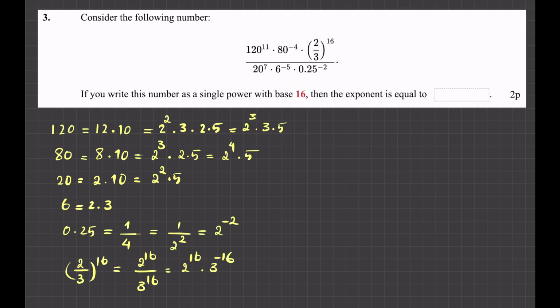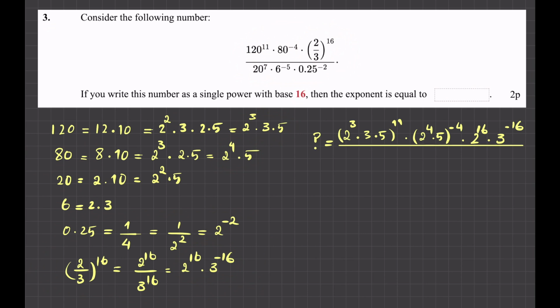Okay, so now what I will do, I would say that the question mark that I am looking for, instead of 120, I put this number, but remember that I have an exponent up there, so this becomes 2 to the 3 times 3 times 5 to the power of 11, multiplied by 80 is this expression, but you also have a power of minus 4 up there, so this becomes 2 to the 4 times 5 to the power of minus 4. And then instead of this expression, I can simply write this, so it becomes 2 to the 16 times 3 to the power of minus 16 all over.